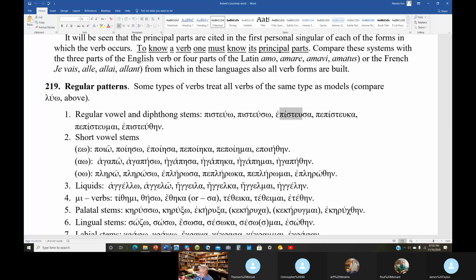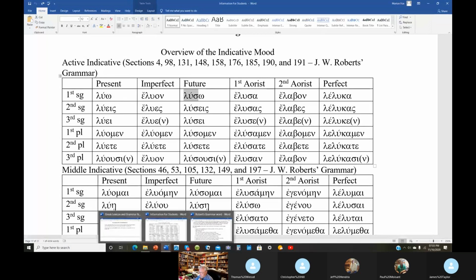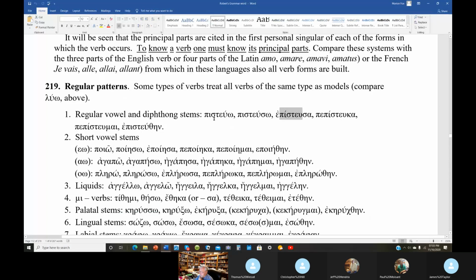Let's go back and see how that fits on our pattern over here. All right. And so that's future. Which one are we on? I'm sorry. Go back to what I was looking at. That's present. This is aorist. Okay, we have to go to the aorist.